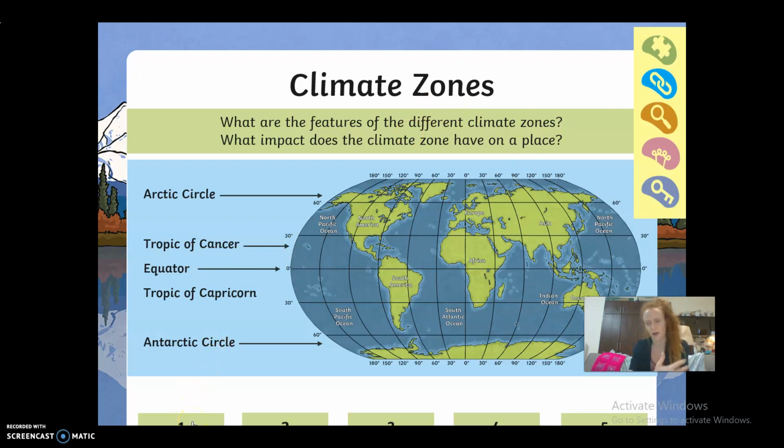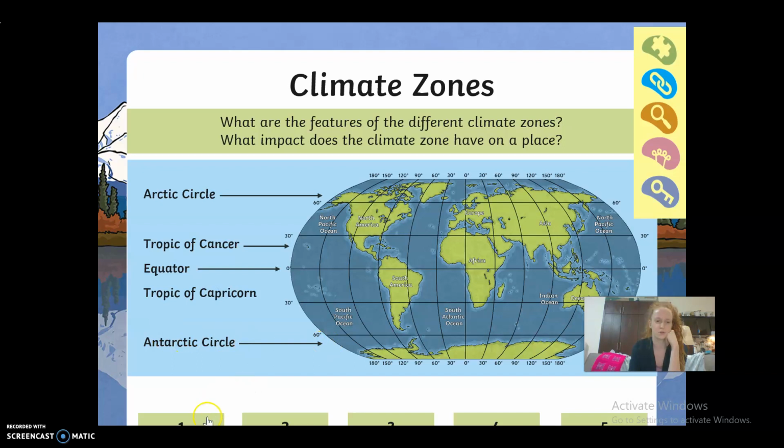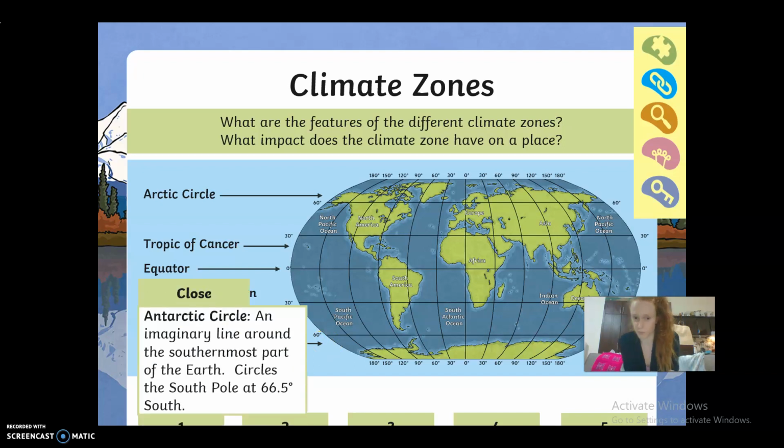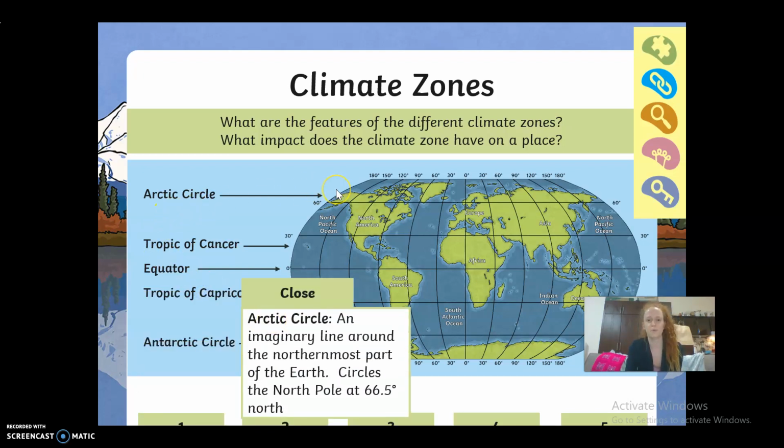Anyway, just to remind you, I don't suppose everyone remembers the exact latitude degrees where these lines of latitude lay. However, I do hope you remember some of them at least. So we have number 1, Antarctic Circle, which is this one on the bottom. It's in the southernmost part of the Earth, and it circles the South Pole at 66.5 degrees south. Next one, Arctic Circle on top. Again, it's an imaginary line around the northernmost part of the Earth, circles the North Pole at 66.5 degrees north.